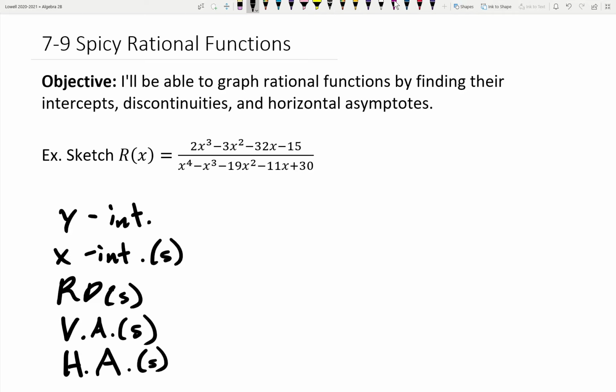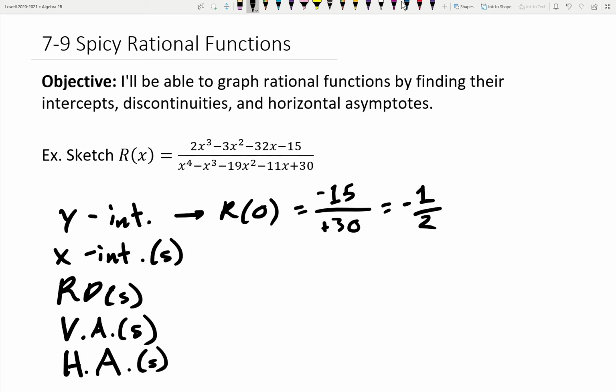Okay, the y-intercept is pretty easy to find. All we have to do is plug in x equals 0, just like any other function. So we're going to want to find what r of 0 is. What's nice about polynomials is that when you plug in 0 for x, everything just cancels out. On the top, you're going to have 0, minus 0, minus 0, minus 15, so we plug in negative 15 in the numerator. In the denominator, we're going to have 0, 0, 0, 0, plus 30. And so our y-intercept is at 0, comma, negative 1/2.